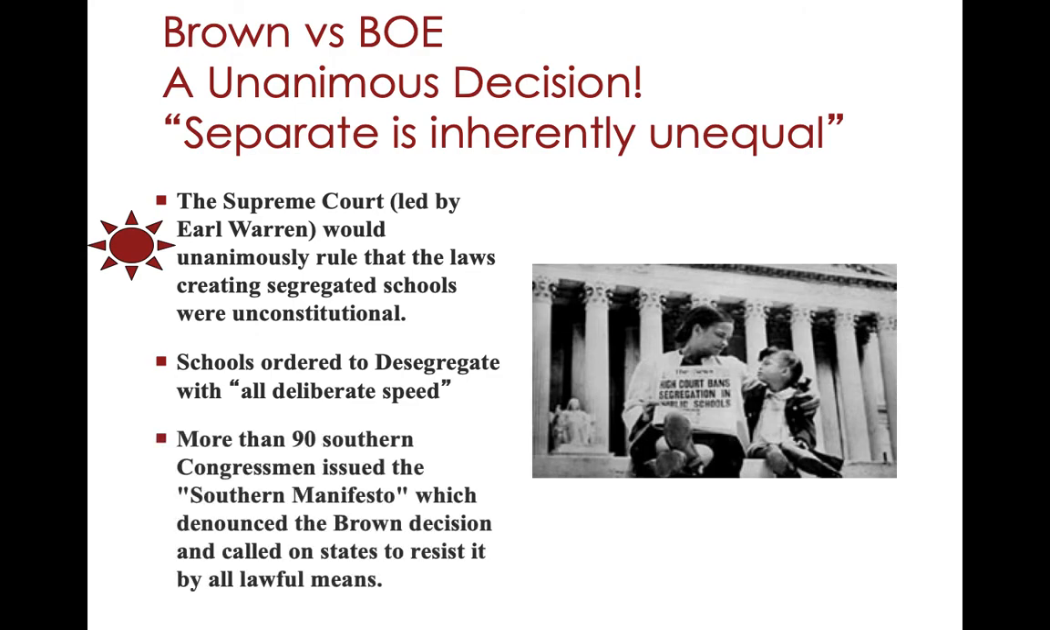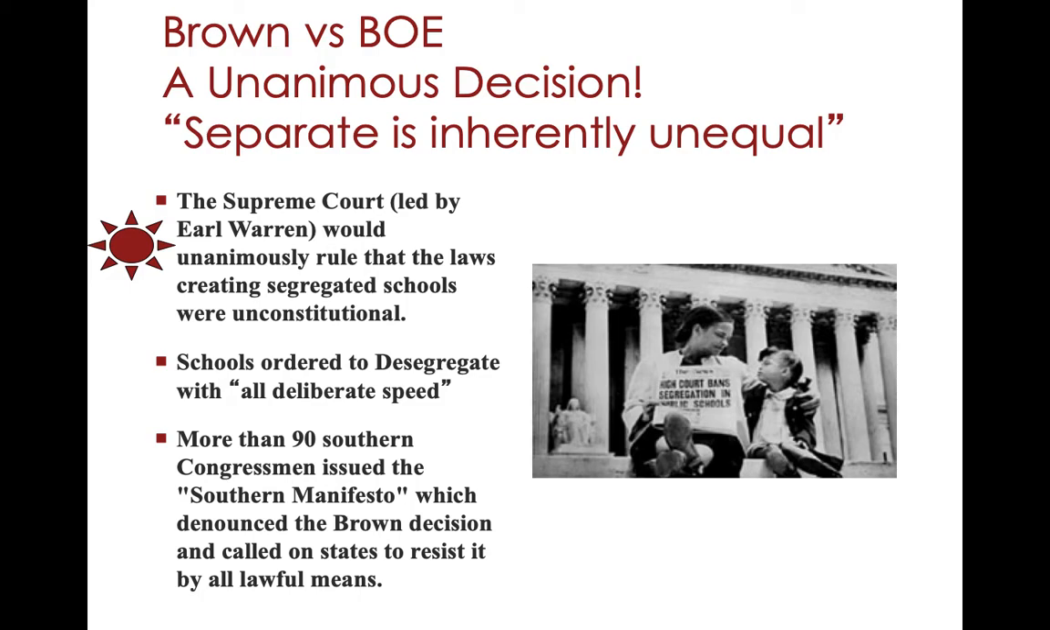The decision the Supreme Court makes is that unanimously, all 9 members of the Supreme Court, which is pretty rare when you have unanimous decisions, determined that separate but equal facilities in education was unconstitutional.